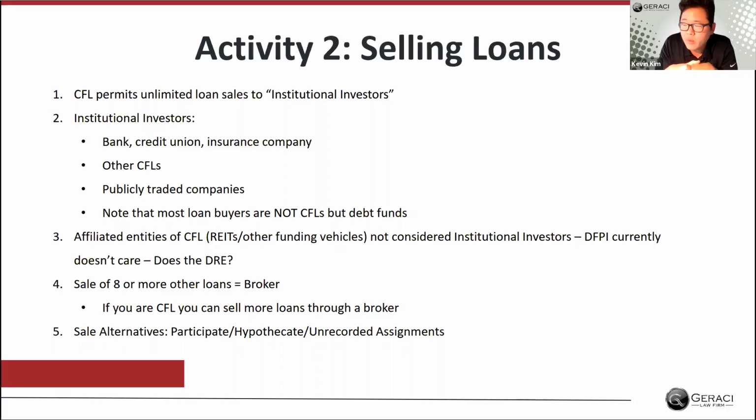And so lately the DRE really isn't going to care if you have other types of transactions that effectively end up the economic equivalent. Hence, as on the slide here, you'll see a lot of folks do unrecorded assignments, hypothecations, and participations, because it ultimately ends up being the same economics passing through, but it doesn't necessarily constitute a full-on sale of the loan, which would trigger DRE activity. Now, we here at Jurassic are working very, very hard with the DRE to try to get a very clear answer on this.